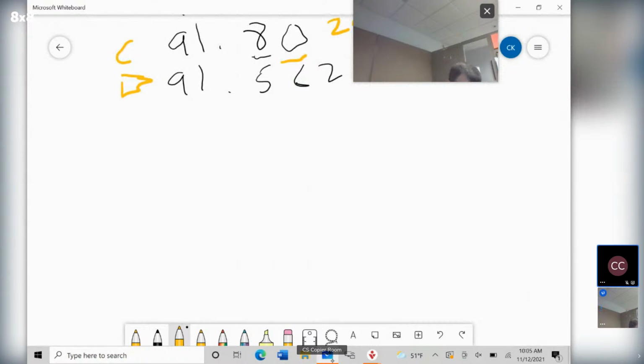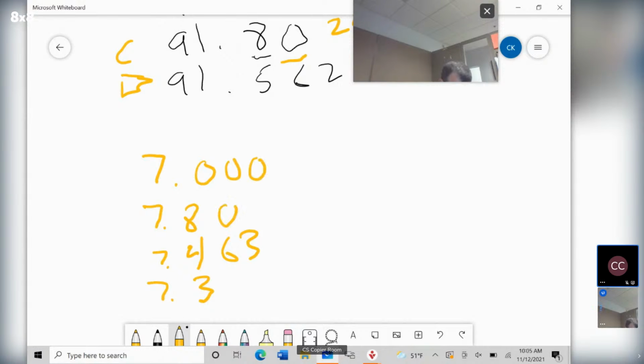This one has 7, 7.8, 7.4. That's got 7.463, excuse me, and 7.3. Okay. Now remember, if there's nothing after the 7, what we'll do is we'll put zeros just to make everything equal. We can do that, and that's going to give you perspective. So we're comparing everything equal.